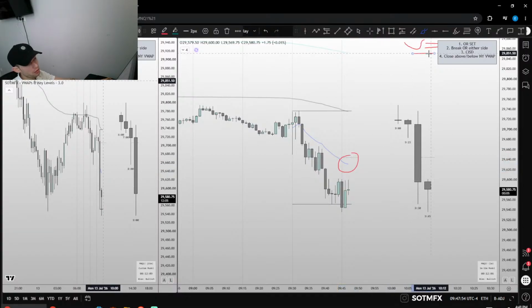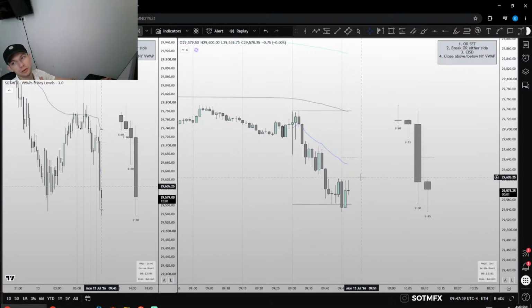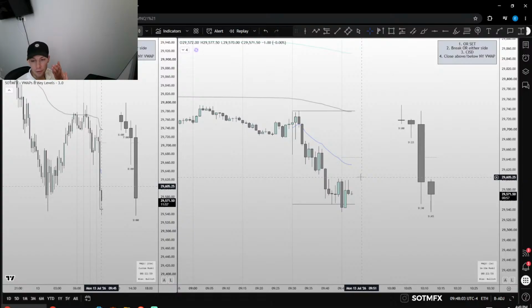If I have all four aligned, at that point I'm taking the trade with no hesitation, because I know that I waited for my trade, I planned my trade, and I have every confirmation aligned for me to take the trade basically. So that's it.